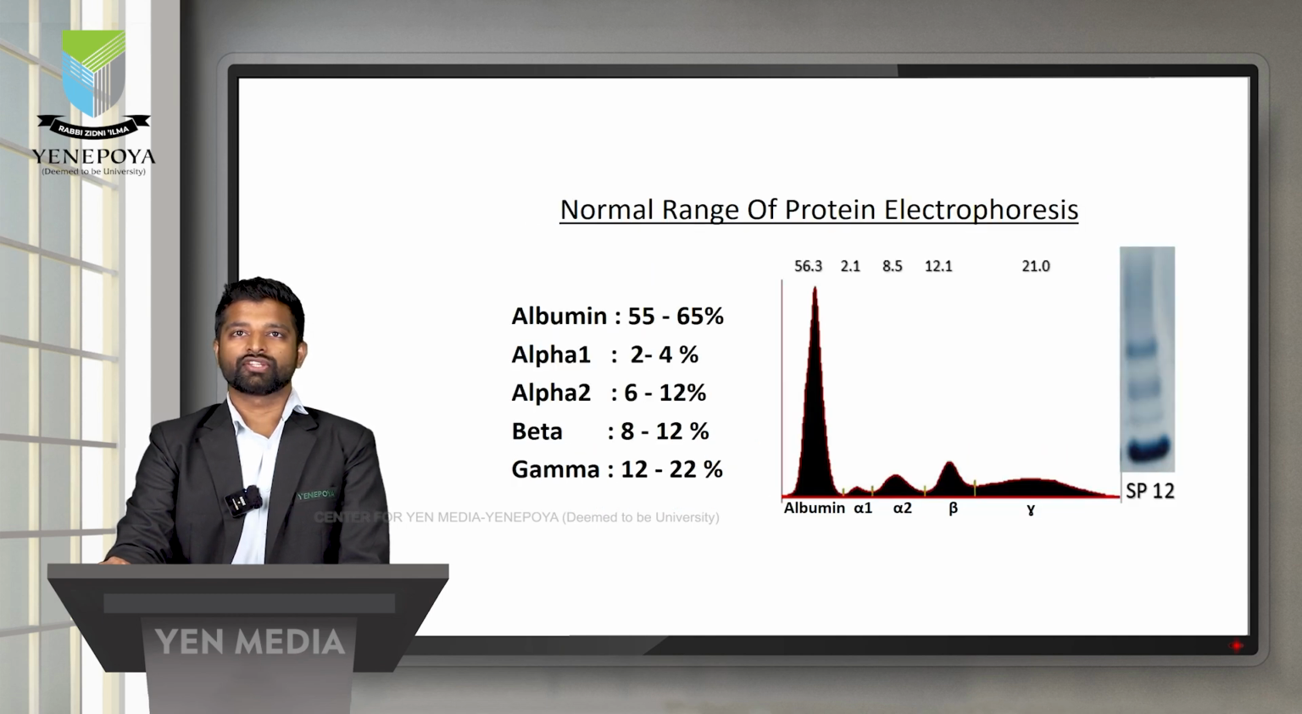Next we will see the normal range for protein electrophoresis. The first one is albumin. The slide will have around 55 to 65% albumin, 2 to 4% alpha 1, 6 to 12% alpha 2, 8 to 12% beta and 12 to 24% gamma. You can see in the slides this is the normal range and normal pattern of electrophoresis. We will have a peak at the albumin region and lesser at the alpha 2 and it goes on.